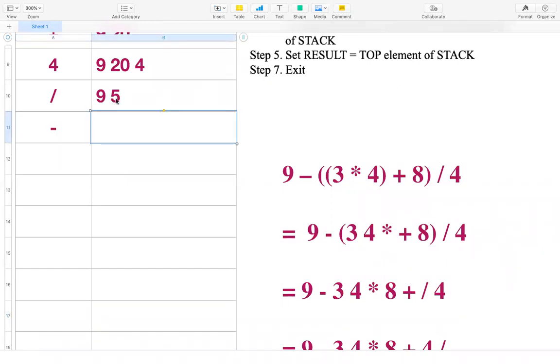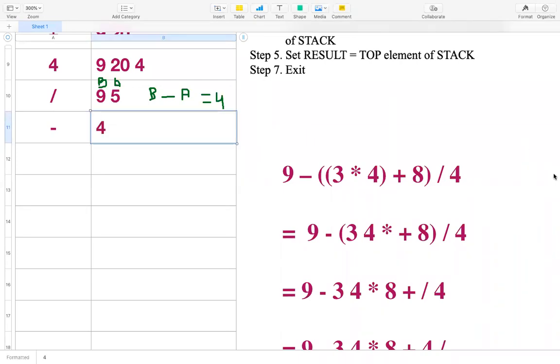9 and 5. So this is A. So I will be writing it here. So this is my A. And this is my B. So I do a B minus A because my operator is minus, and I get a 4. So what I do? I write a 4.